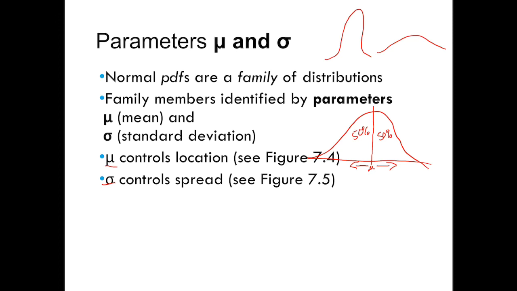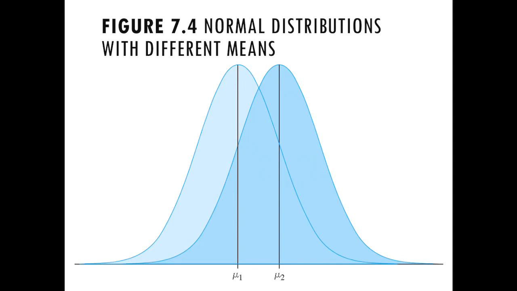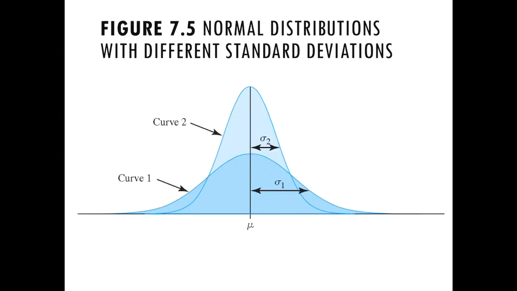Mu is often referred to as the location parameter, and standard deviation is often referred to as the shape parameter. This is also shown here. As you can see, mu can shift over here and change the location of the mean along the x-axis, and the standard deviation will change the shape, where it can be either wider or closer together, and that is how the parameters of mu and standard deviation work together.